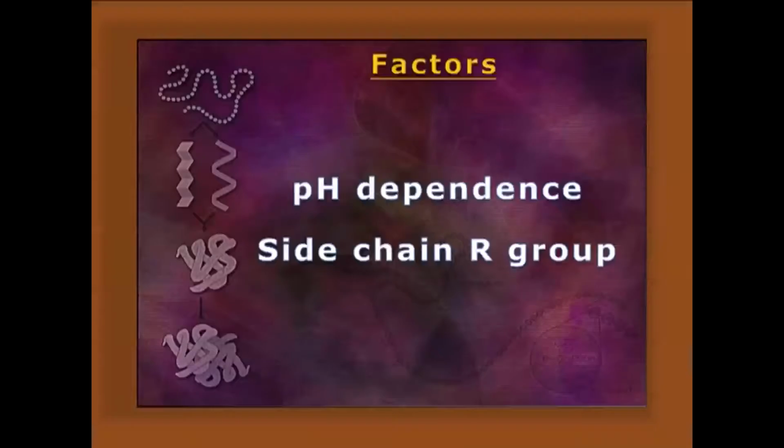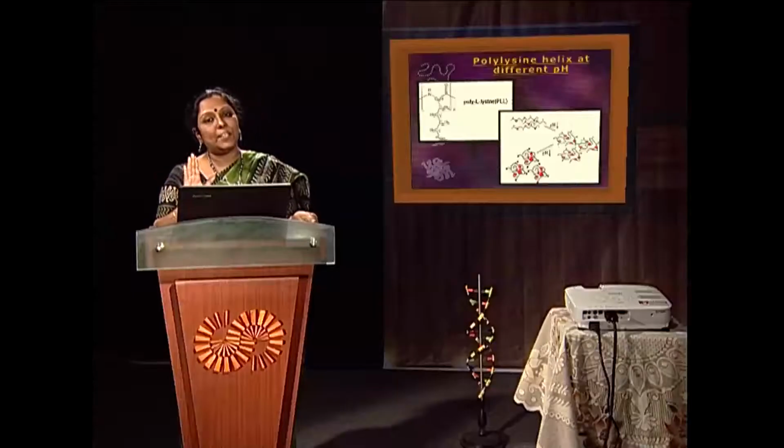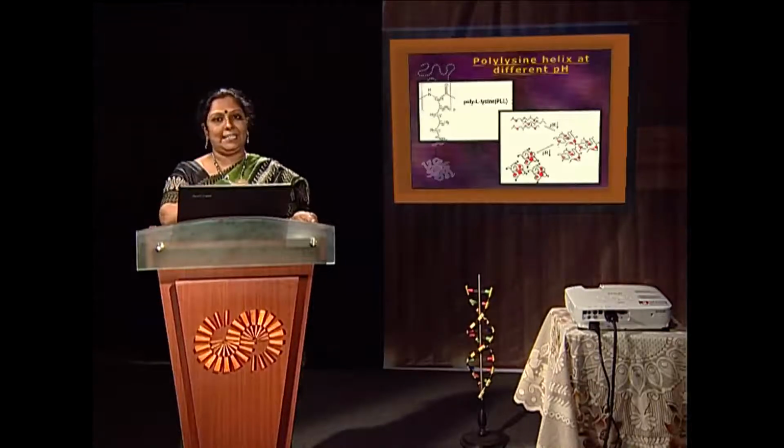Factors. Now, to make the secondary structure or helical structure, some factors are there, like pH dependence and side chain R groups. We all know in case of polylysine at pH 12 only it makes the helical structure, but at pH 7 it cannot. Why? Because at pH 7 the lysine have all positive charge, so they will repel each other, but at pH 12 the neutralized structure help to make the twisted helical structure.